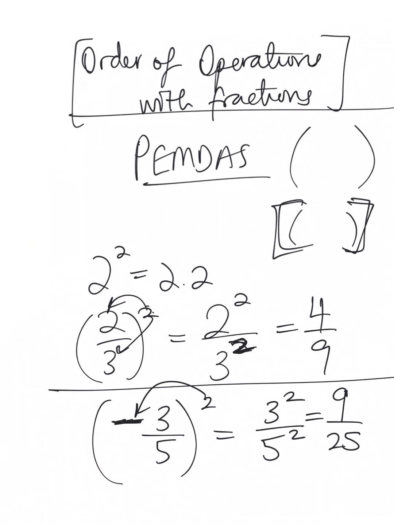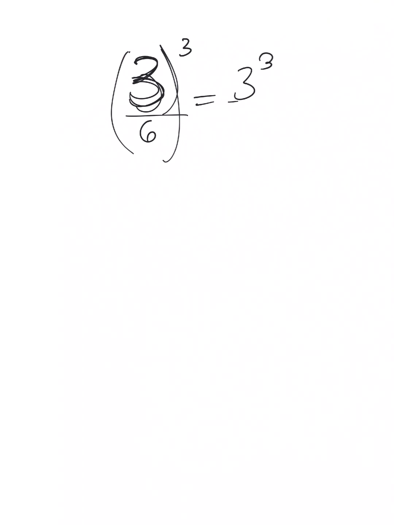Now, here's what's interesting when you're dealing with powers. If you have 3 over 6 and there's a cubed, okay? So that would become 3 cubed over 6 cubed. And then 3 times 3 times 3 over 6 times 6 times 6.